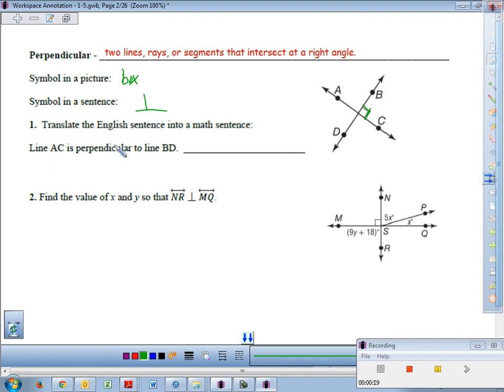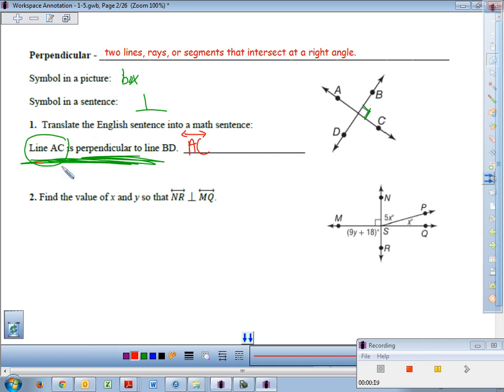So let's see if we can translate this English sentence, underlined in green, into a math sentence. See this? Line AC, how do we say that in English? Translate that to math for me, please. How would we write line AC in math? What does that say? Distance from A to C. Is that what we wanted to say? Segment AC. So that's how you translate line AC into math.